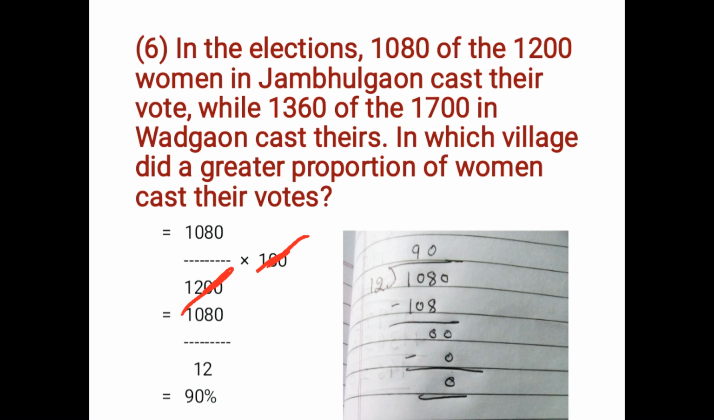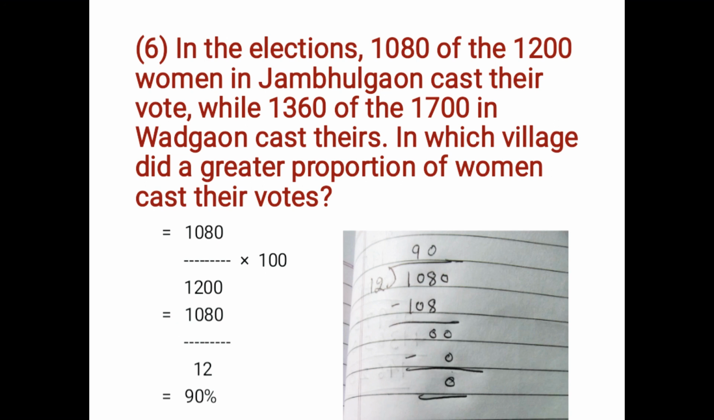I have done 1080 by 12. 12 9s are 108. 108 minus 108 becomes 0, and this 0 you have to bring it down. 12 zeros are 0. Any number multiplied by 0 is 0. Okay, so answer is coming 90%. Question, what it is getting, that is the only right answer, and how much percentage you are getting. Here you have to find percentage two times, and at last you have to find in which village did a greater proportion of women cast their votes. Last you have to write that answer.